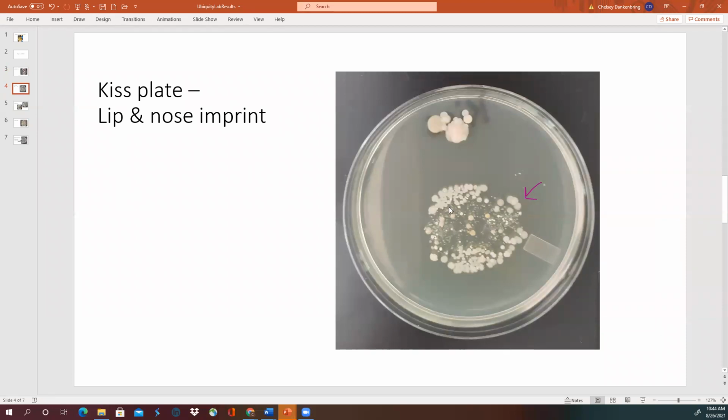Okay, isn't that fun? And then up here, this is a nose imprint. So just put the tip of your nose onto the plate, and that's what you're going to get. So these are different species of organisms that are just commonly found on the tip of your nose. All right, so people tend to think that there's nothing really on them, right? You can't see the microbes. You don't tend to think about it, at least. But this is just to give you a nice illustration of what is on and in your body.